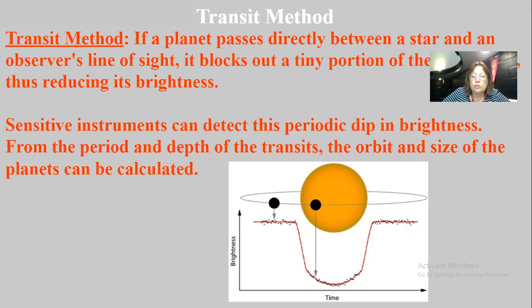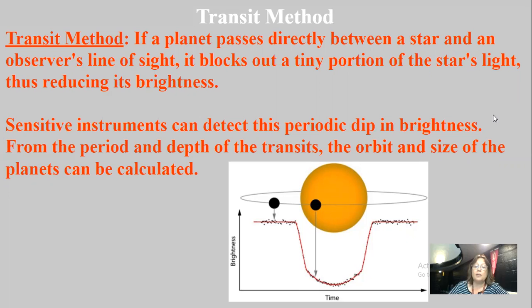Now, some stars do dim and brighten on their own. So an astronomer would have to determine first that the dimming and the brightening of the star is not because of the star itself, that it is in fact a planet. Now, the instruments that are used to find these exoplanets have to be very sensitive because the amount of dimming effect that's occurring is not very great. So the instruments have to be extremely sensitive to find that.